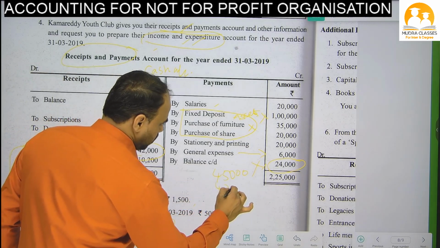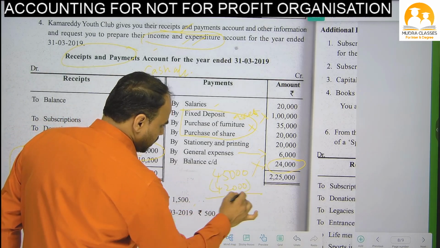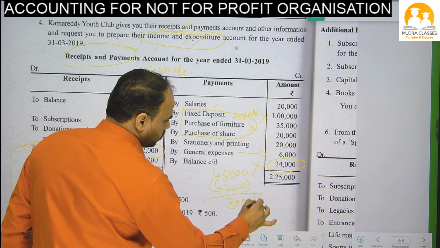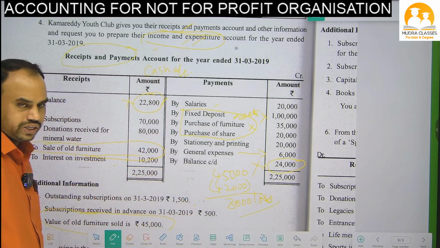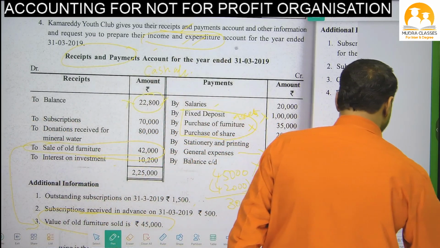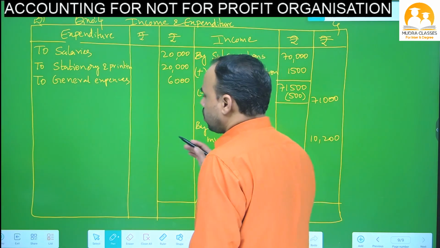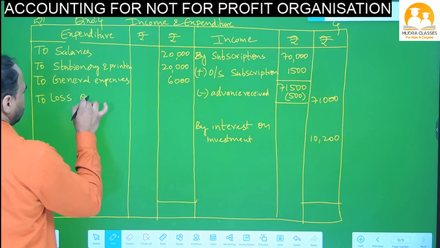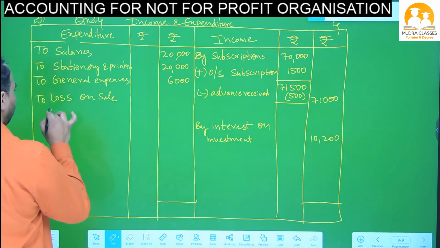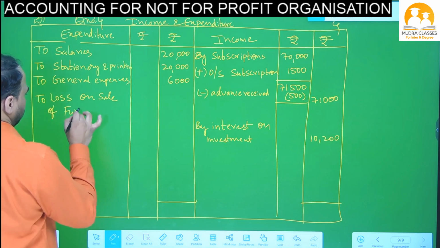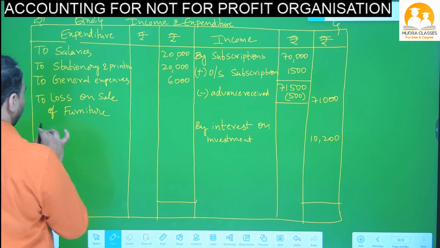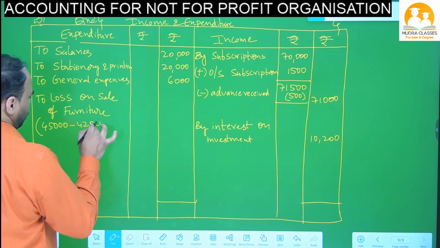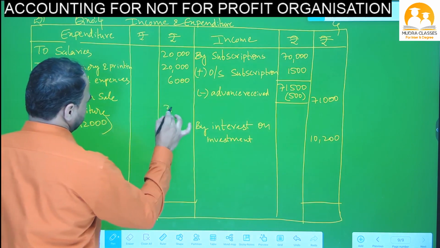42,000 only we sold. That means furniture worth 45,000 was sold for 42,000, so we got a loss of 3,000 here. This loss we have to write, we have to consider. So when you get a loss, write on the debit side: to loss on sale of furniture. Amount: 45,000 is the cost of furniture, selling price is 42,000, 45 minus 42, 3,000 rupees.